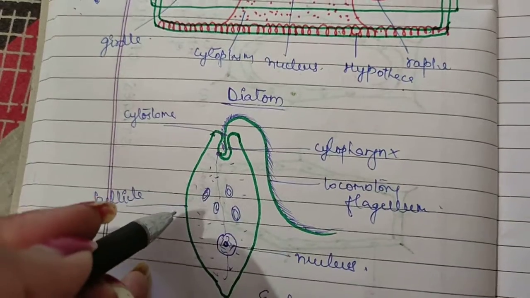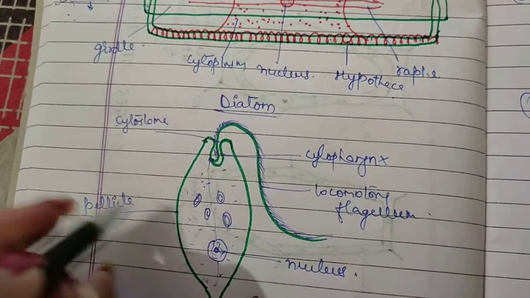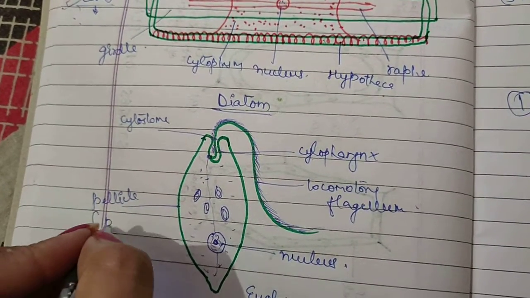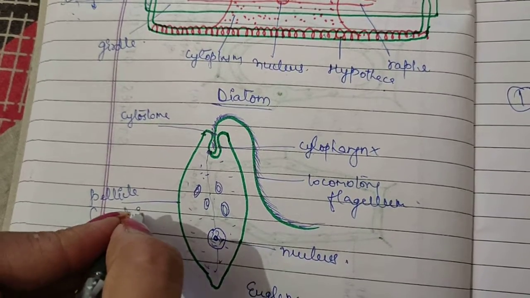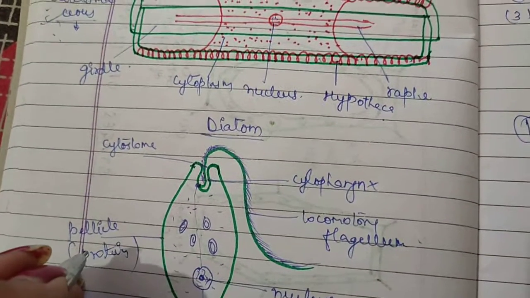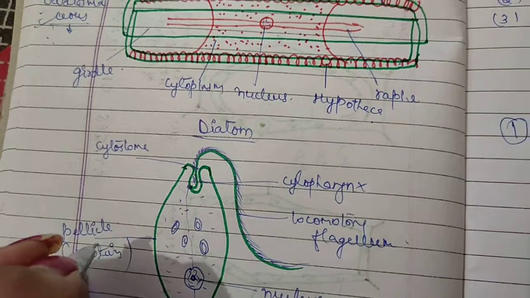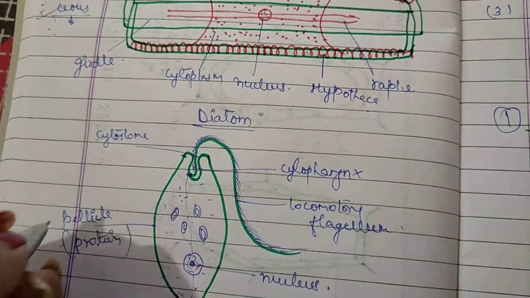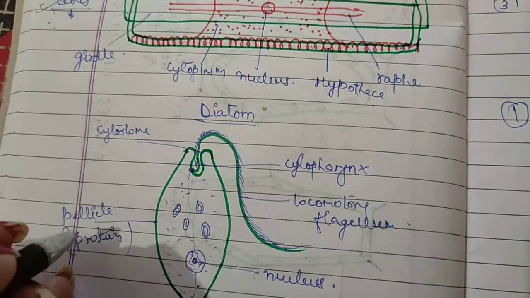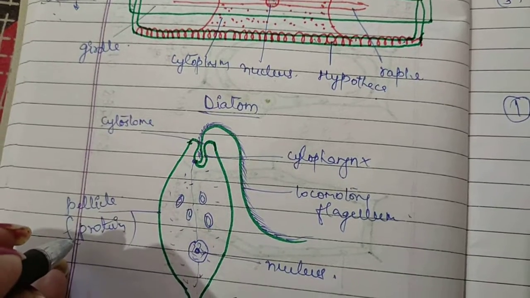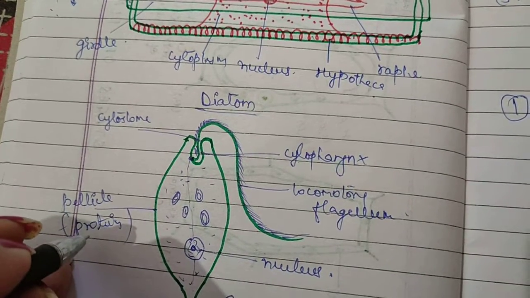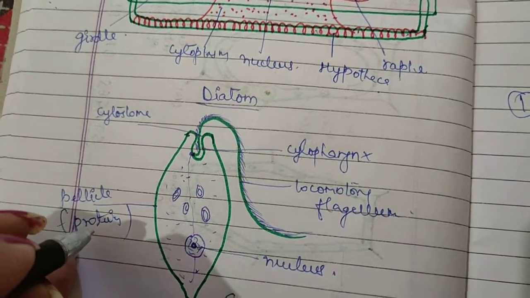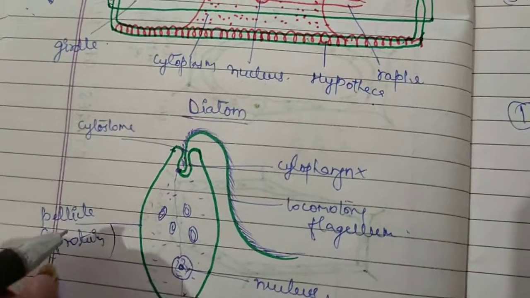Instead of a cell wall, you can see here there is a protein covering present, and this is known as pellicle, which makes their body flexible. So this is important here. There is no cell wall like structure present; it is known as pellicle, and it is made up of protein, which makes their body flexible.